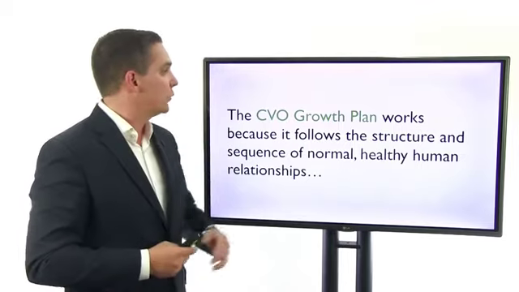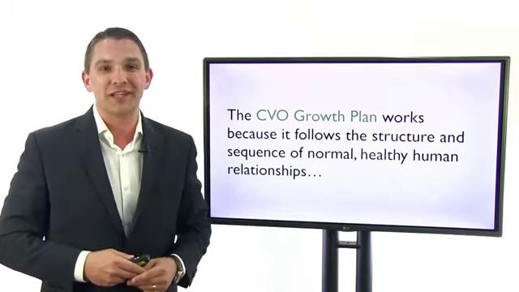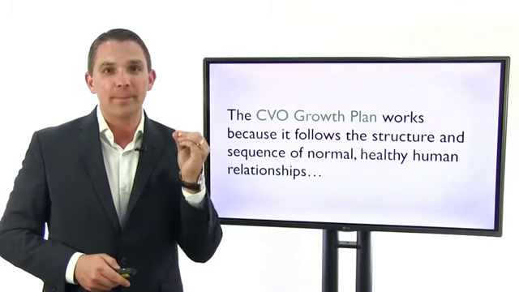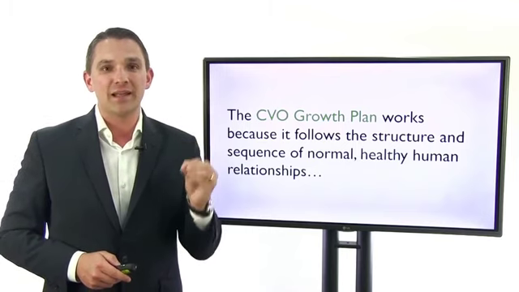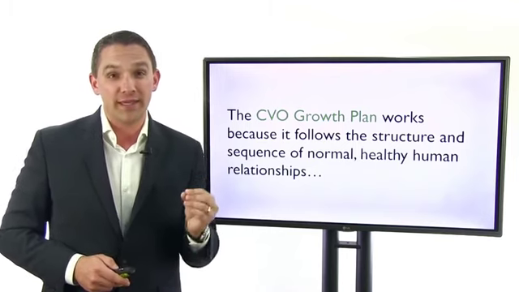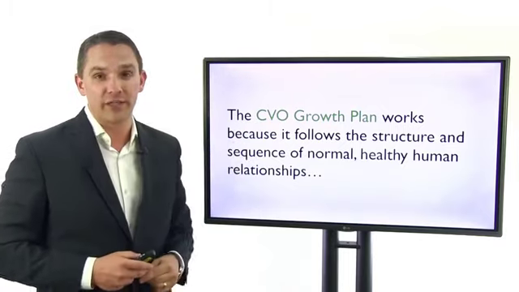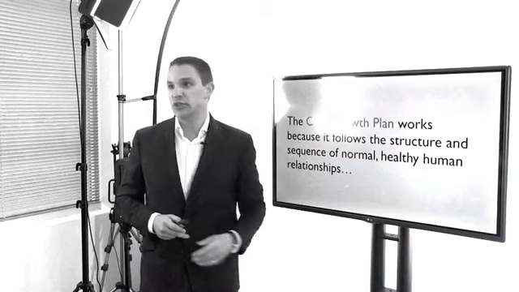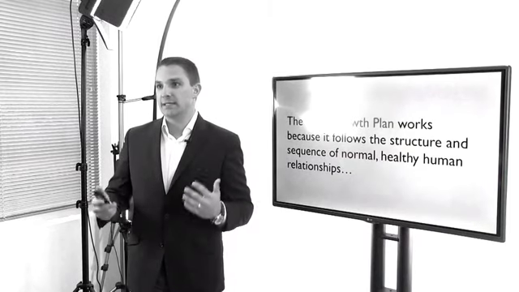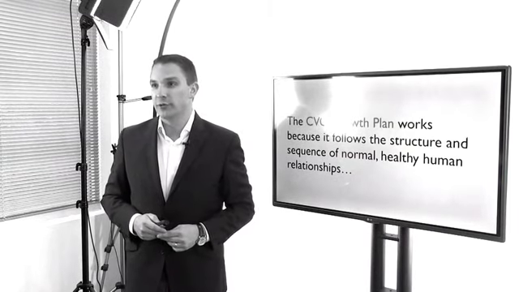We know that there's a sequence and a structure for this that works in human relationships, but we forget that business and marketing is simply another type of human relationship. We think that it's different. And that's the problem. And what we're doing with customer value optimization is we're acknowledging this. We're acknowledging that business, that marketing is just another form of human relationship.